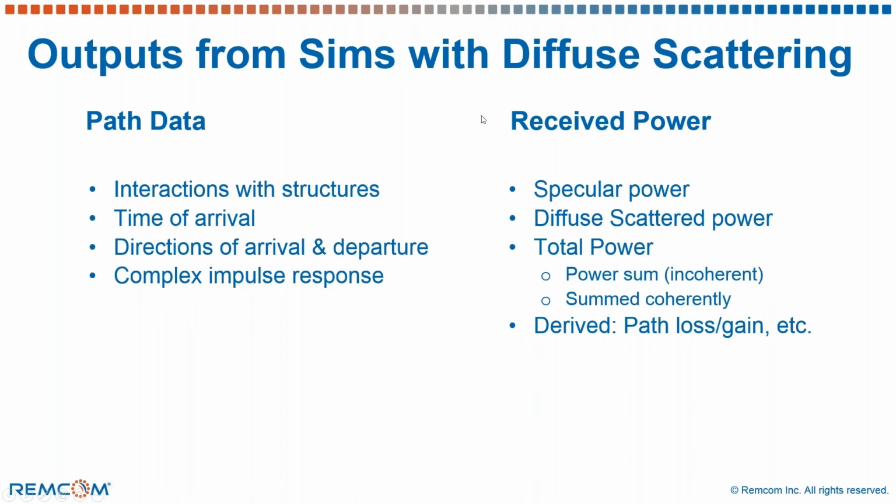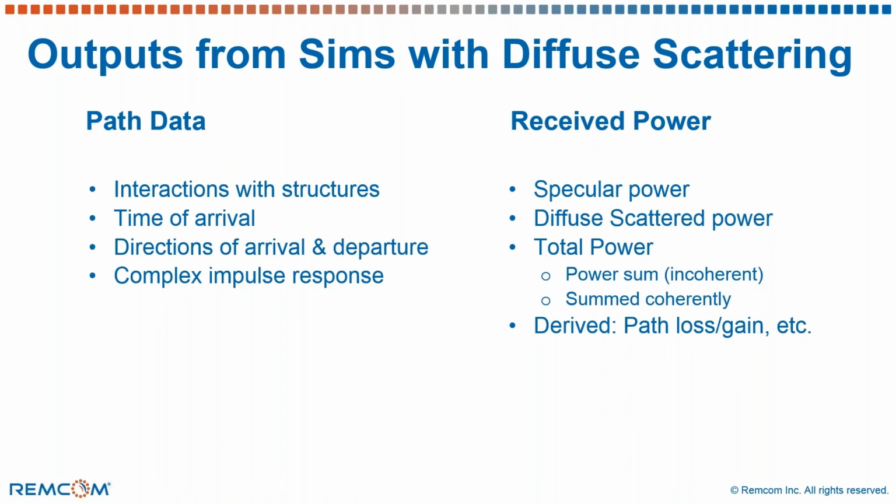One assumes that the diffuse power is incoherent, that it's lost its phase information, and so that it adds more like a power sum, similar to how one might add white noise. And a second assumes that they are summed coherently and that they retain some of their phase coherence.